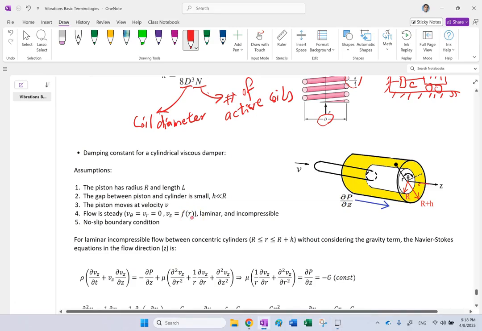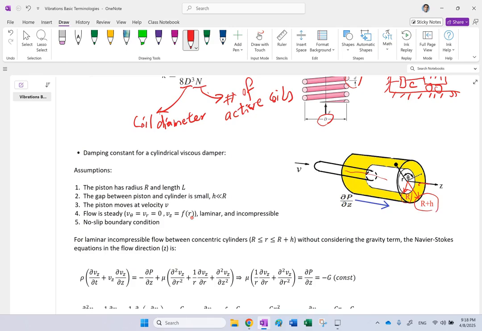So here, let's say we have the cylinder filled with oil, a viscous fluid, and this object here is the piston, and it has a radius r. The radius of the cylinder is r plus h, where h is the gap between them, and the pressure drop across the two sides of this piston is the partial of p with respect to z. The length of this piston is L also, and it is moving with velocity v inside the viscous fluid, and we want to find the damping coefficient here.